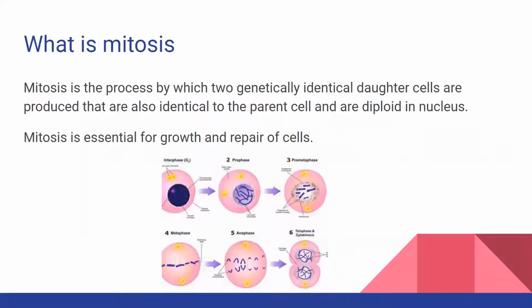So what is mitosis? Mitosis is the process by which two genetically identical daughter cells are produced that are also identical to the parent cell and are diploid in the nucleus. Mitosis is essential for growth and repair of cells.